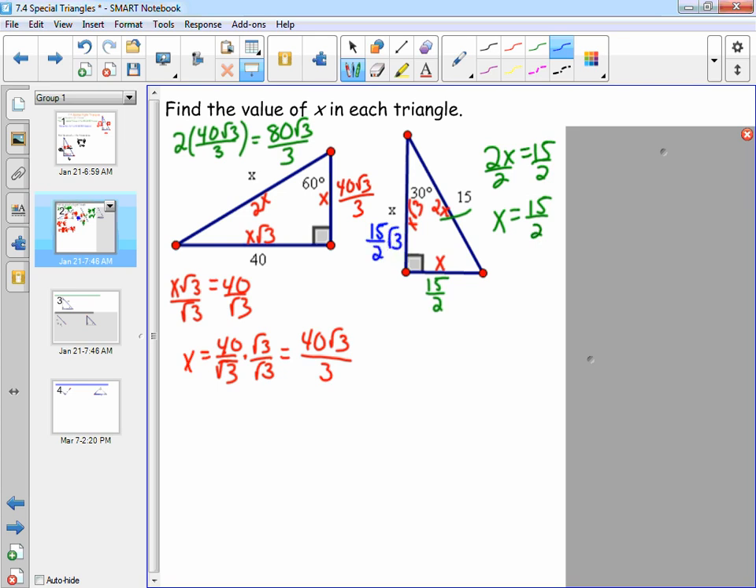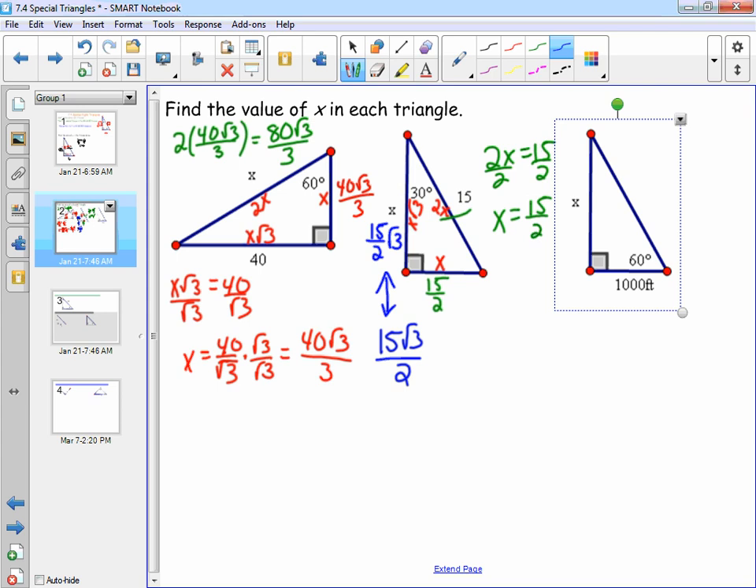Now, realistically, we'll just write this as 15 root 3 all over 2. Either one of these work. You can write it as 15 halves root 3 or 15 root 3 over 2. We do not, however, write 7.5 root 3. You need to leave it in fraction form if it's not a whole number.